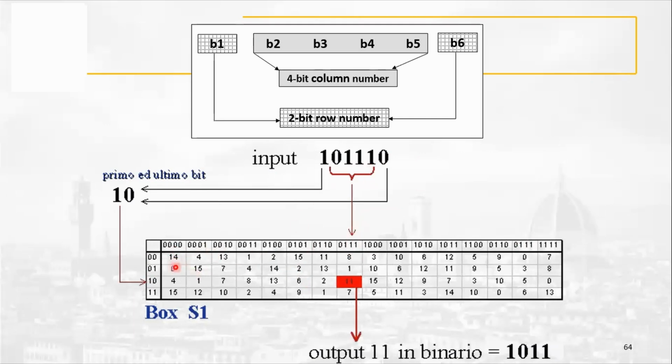Now this data of S1 is fixed. You got the row number, you got the column number, you get that value and convert that digit into a binary value. In this case it is 11, so 1011. Any doubt here?